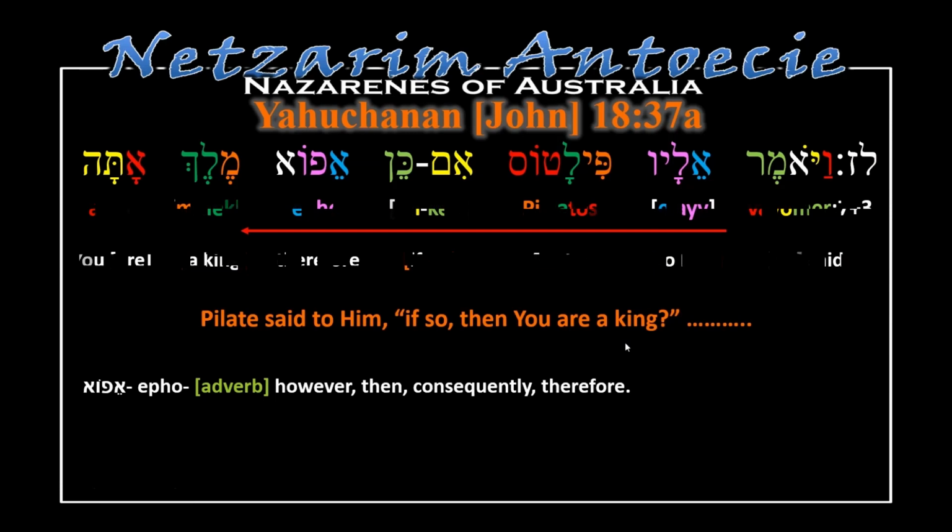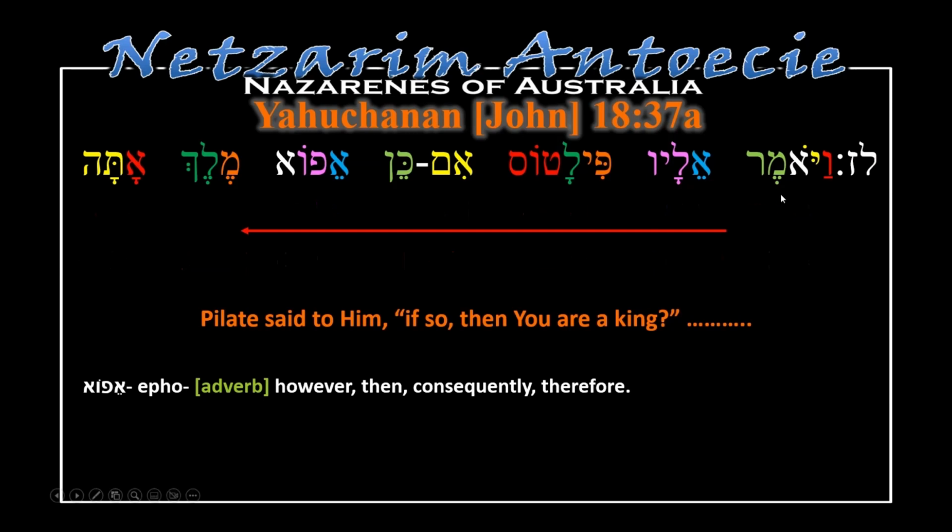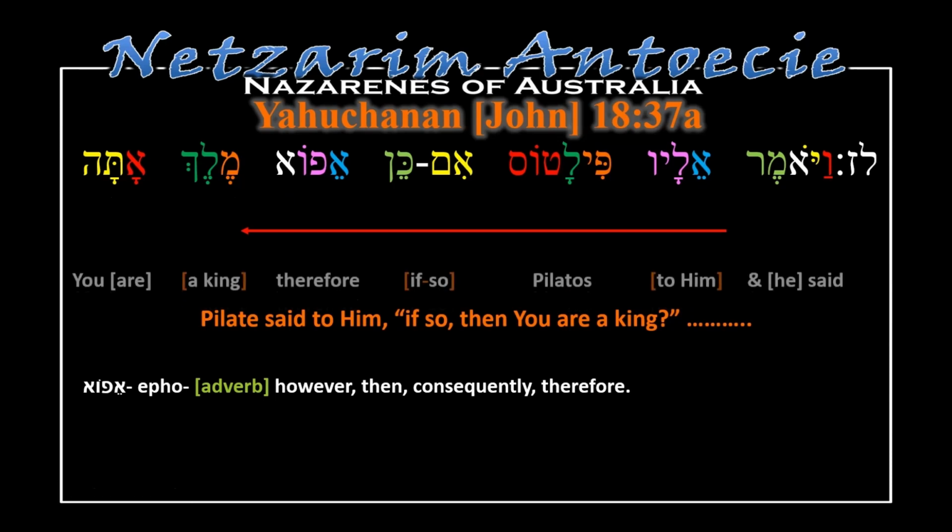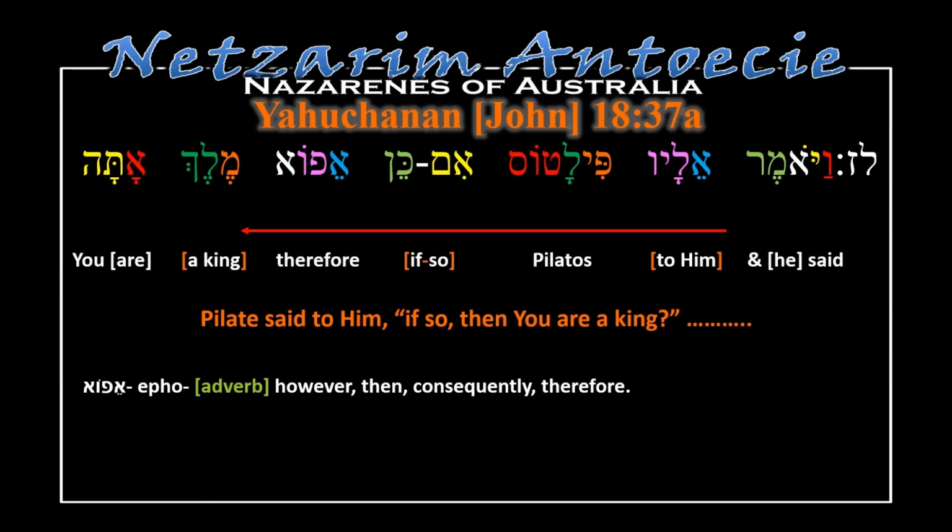So let us read that. And it is, Vayomer, and he said, Eleiv, unto him, Pilatos, Pilate, im ken, if so, efo, therefore, melech, a king, ata, you. And the translation, and he said to him, Pilatos, if so, therefore, a king you are.